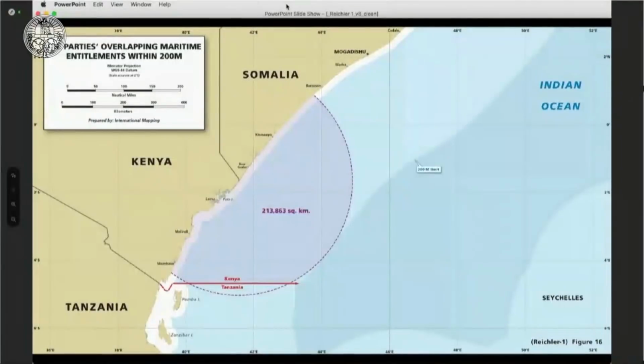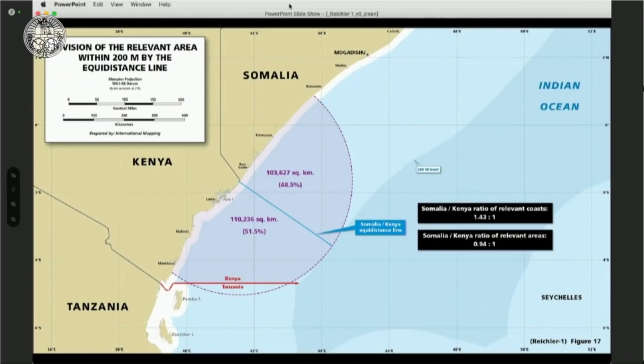This slide shows the maritime space where the potential entitlements of Somalia and Kenya overlap within 200 miles of their relevant coasts. All of the shaded space on this slide falls within 200 miles of both parties. It thus constitutes the relevant area for purposes of delimitation of the maritime boundary within 200 miles.